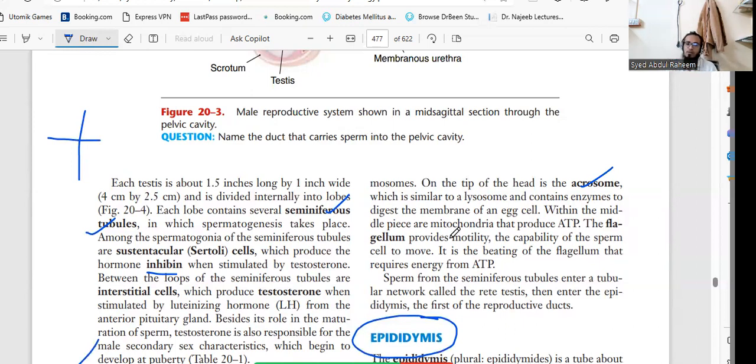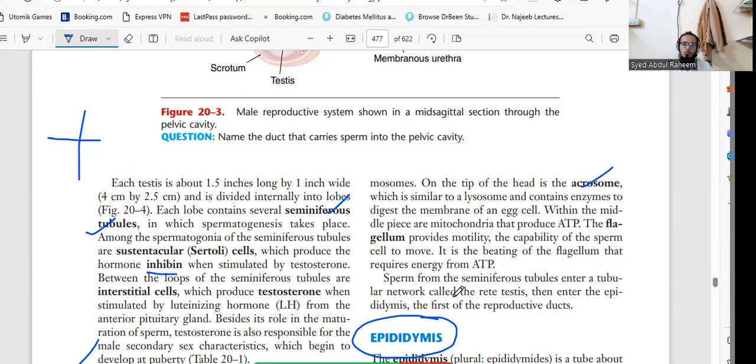Within the middle piece are mitochondria. Mitochondria will produce the energy to move forward. Okay, ATP. The flagellum provides motility. To go smoothly, you need one tail. It is nothing but flagellum. The capability of sperm to move is because the flagellum requires energy from ATP.